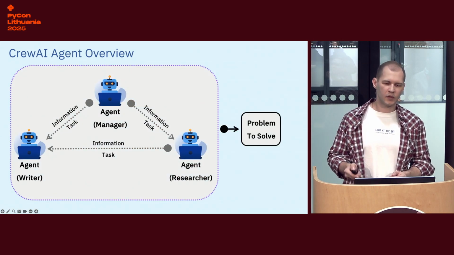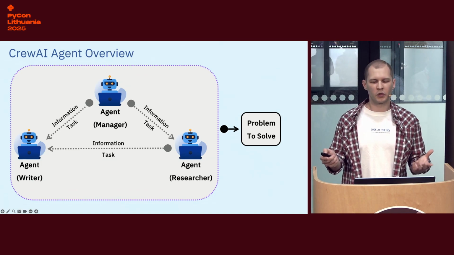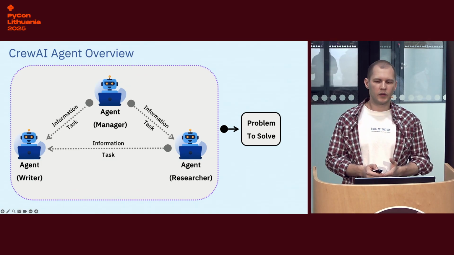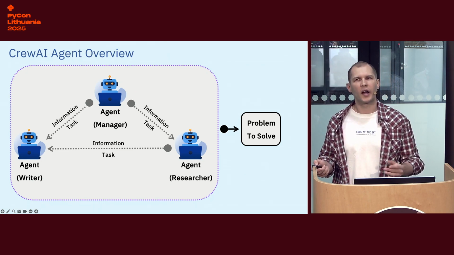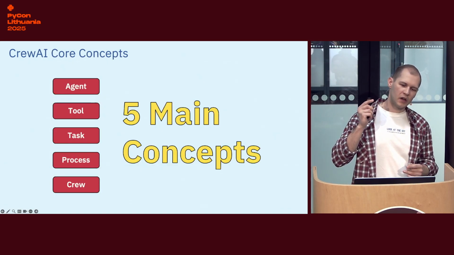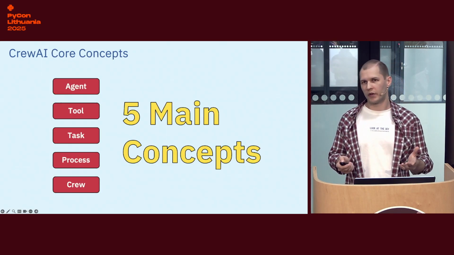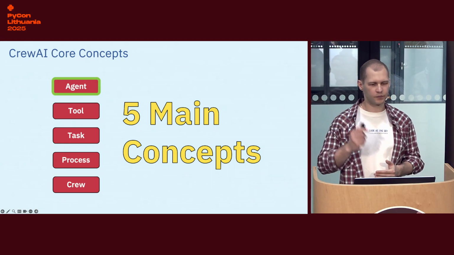And these agents work with one another in order to solve one common problem. And in order to implement this kind of agent system in Crew AI, first you have to get yourself familiar with these 5 main concepts, which now I will cover each. So first, let's begin with the agent.